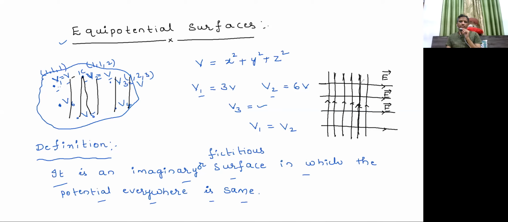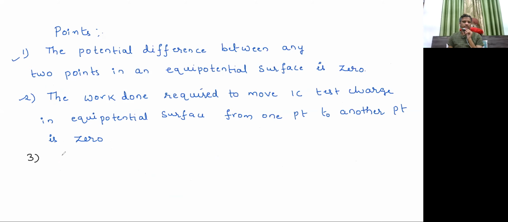So if you try to move any charge perpendicular to this electric field, in the perpendicular direction you have the equipotential line. So what we can conclude here is that the equipotential lines or surfaces and electric field lines are absolutely perpendicular to each other. This is one very important point that we have to write in equipotential surfaces.